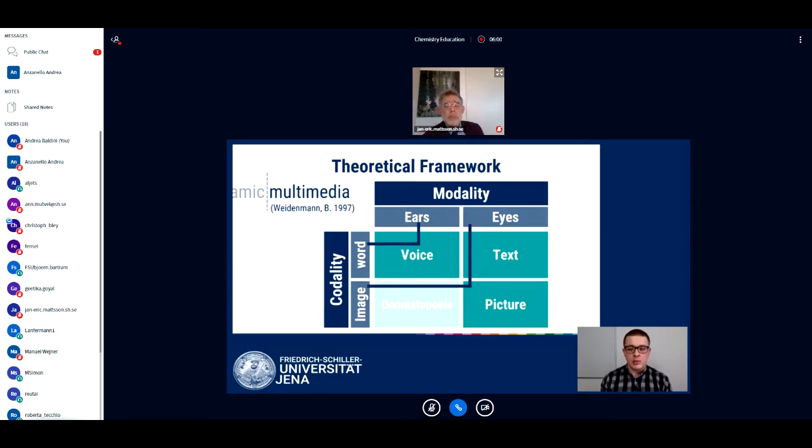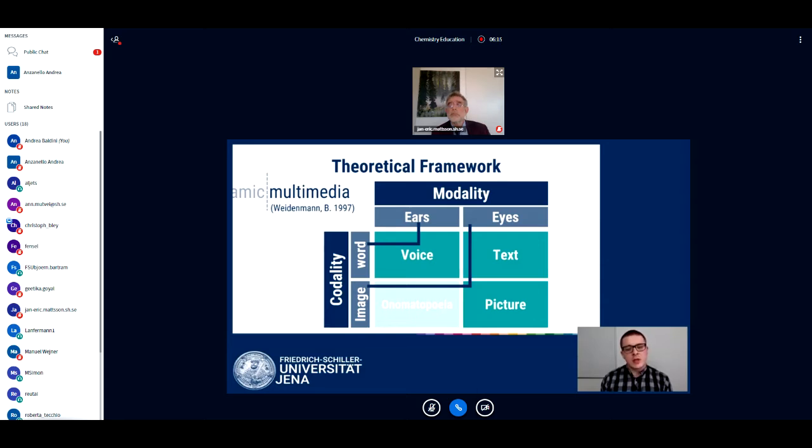But it may as well contain text. So what this allows us to do is to scientifically frame the word or the term video as a dynamic multimedium and thus make it accessible for research.